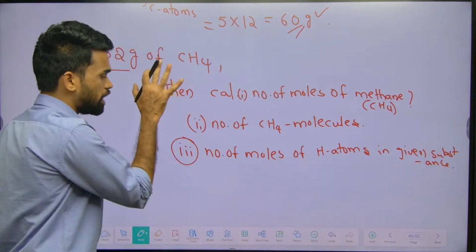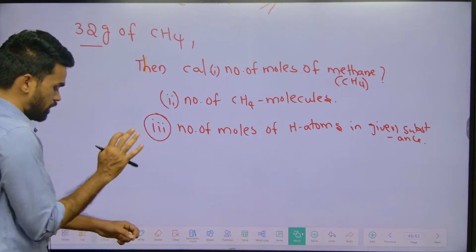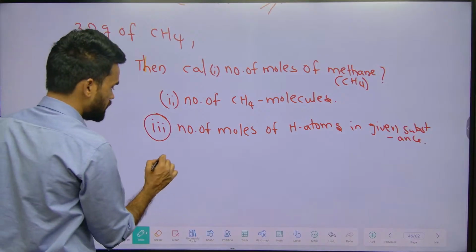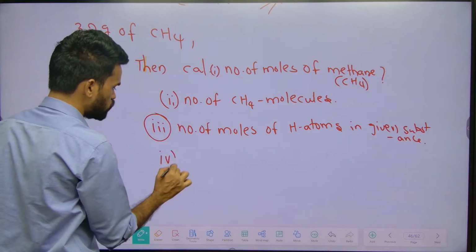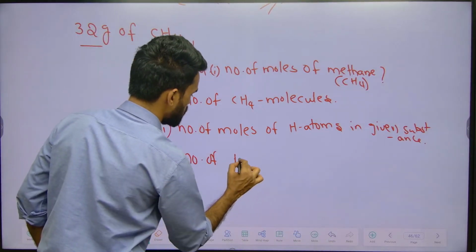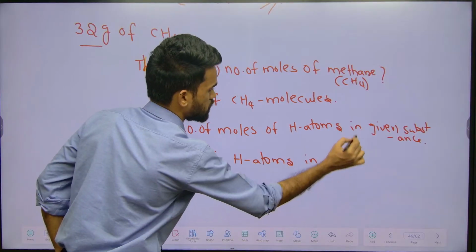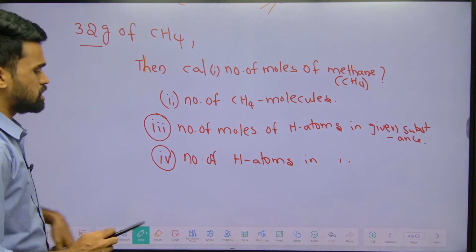Okay, so try to write the question as it is, whatever I am explaining. This is a very important model. And the next one here, fourth question, number of hydrogen atoms in given substance.